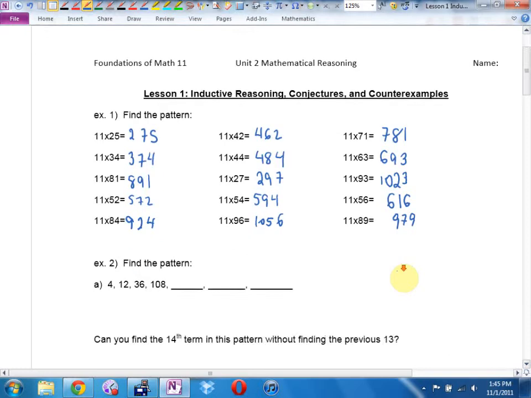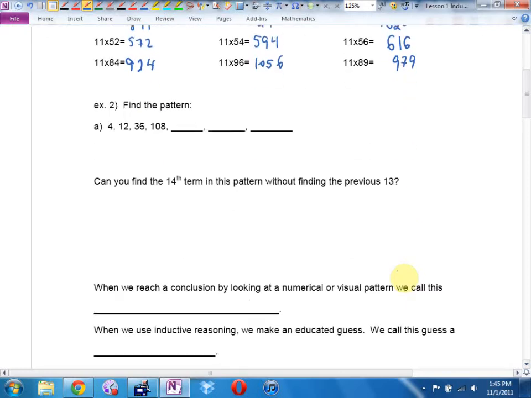Example 2, find the pattern. 4, 12, 36, 108, what comes next? You may need a calculator for this one. 324, I think you're right. What comes after that? 2916? What is the pattern? What is each term generated from the previous one by? Times by 3.